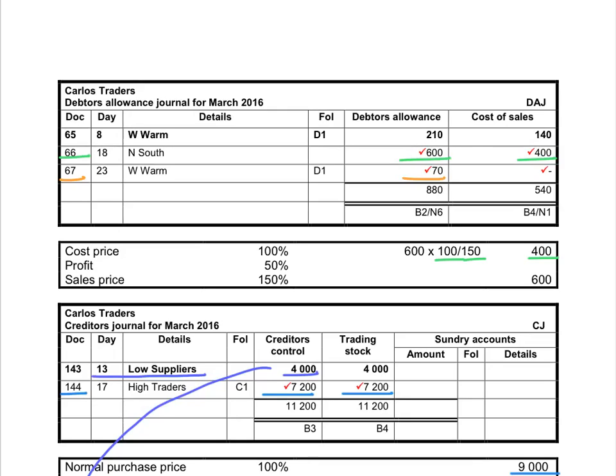What is very important is that this will not affect our cost of sales. Because we allow discount to him, it will not reduce the cost price that we paid to the manufacturers. Inventory was not received back, so the inventory is not increased. So therefore, there is no entry for cost of sales.